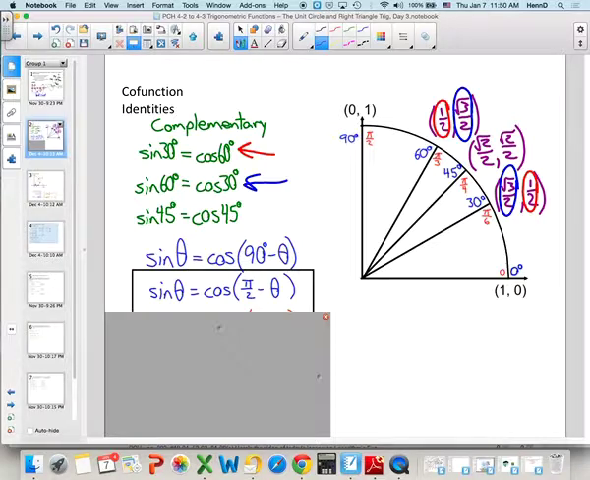One thing I will mention about this is that it is not uncommon at all to see people write this as theta minus 90 instead of 90 minus theta. Okay, so just be aware of that. But this is how we will learn it.